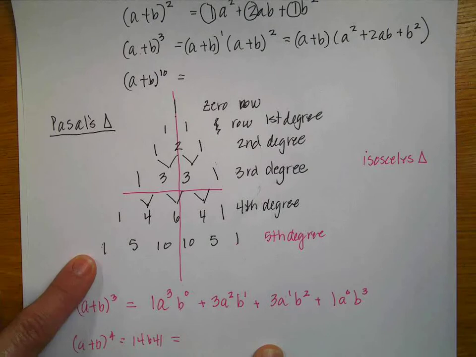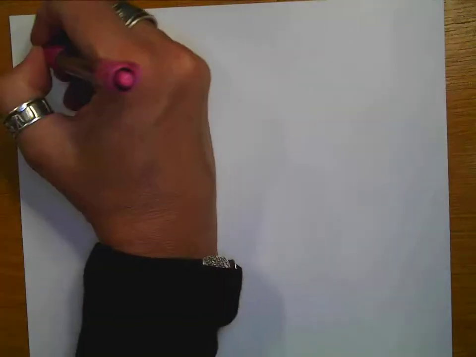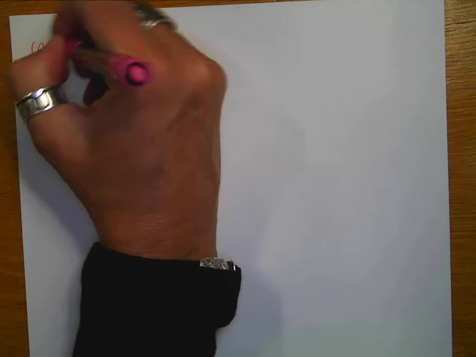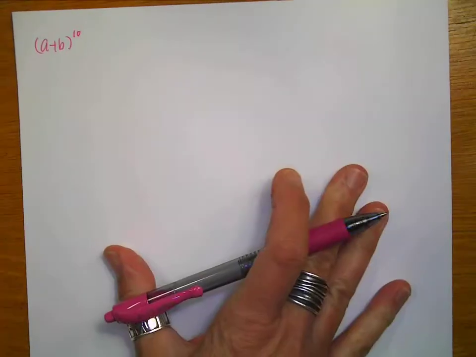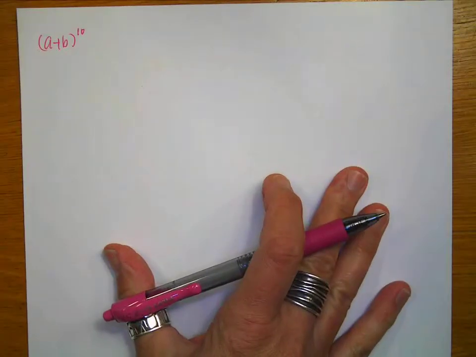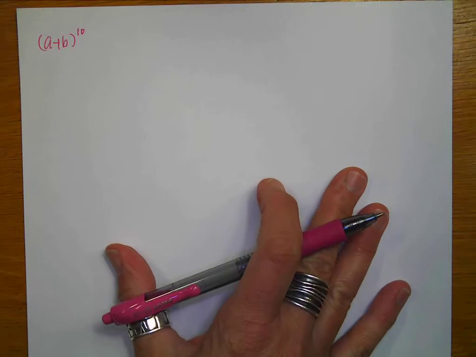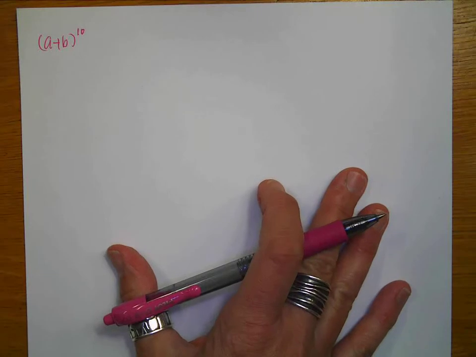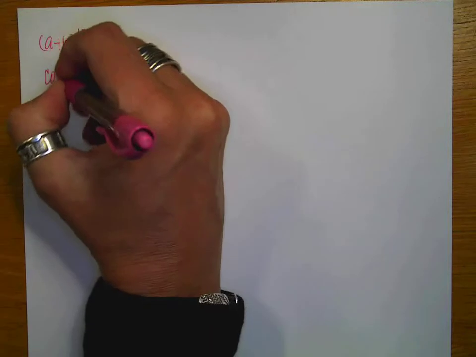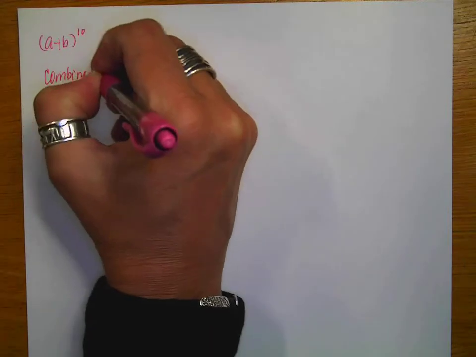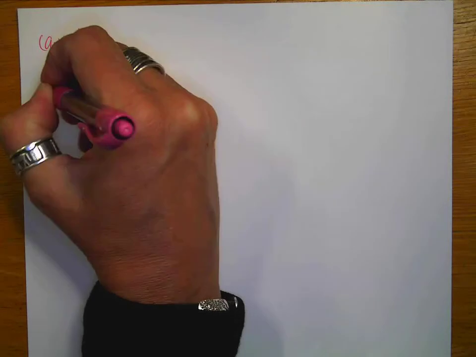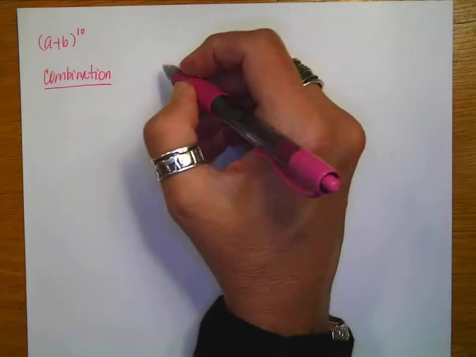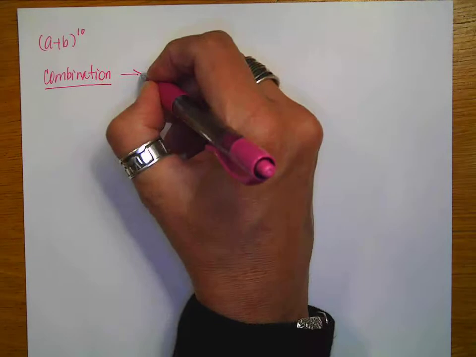So to the 5th degree, that's pretty easy to memorize, but what if you wanted to do something like a plus b to the 10th? Well, it would make absolutely no sense to expand Pascal's triangle to 10 rows because those problems would take forever. So actually, the numbers in Pascal's triangle can be generated by using something called a combination.